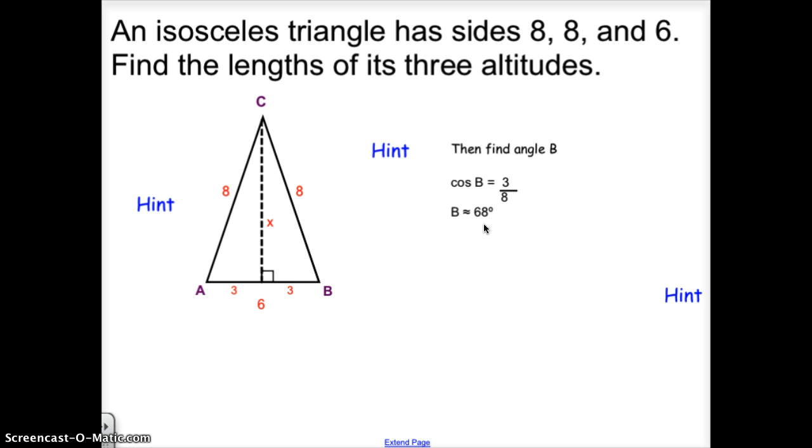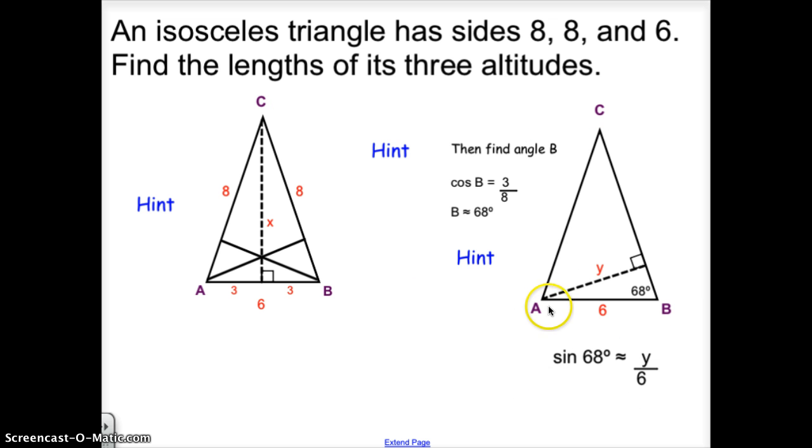We then have to find the other altitudes. So there is an altitude drawn from angle A and from angle B, and those angles would both be the same because obviously it's an isosceles triangle. So, given that information, the hint for that, we know that angles A and B are the same, and when we draw an auxiliary line from A to CB, we can use the ratio of opposite to hypotenuse, and that's the sine ratio. So we use the sine of 68 degrees equals y, which would be the altitude, and 6 is the hypotenuse of the right triangle.